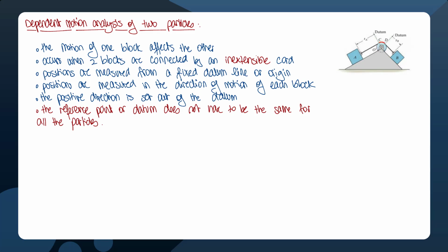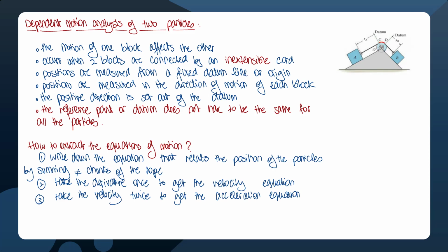So we've seen an overview of the dependent motion analysis. Let us now look at how one can extract the equations of motion in the case of a dependent analysis. The very first step is to write down the equations that relate the position of the particles by simply summing up the different chunks of the rope. The second step, one needs to take the derivative of that expression to get the velocity equation. And then the third step involves the derivative of the velocity equation in order to get the acceleration equation.